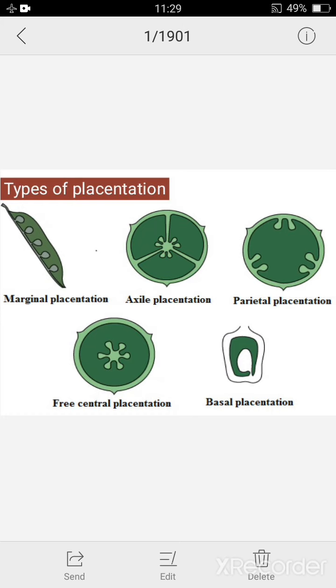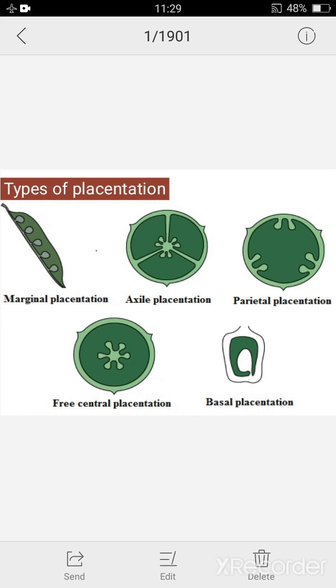Now examples for each placentation I would like to highlight. Please listen. Marginal placentation: Fabaceae family or Leguminaceae family members, example pea or beans. Next, axial placentation: China rose, tomato, lemon.